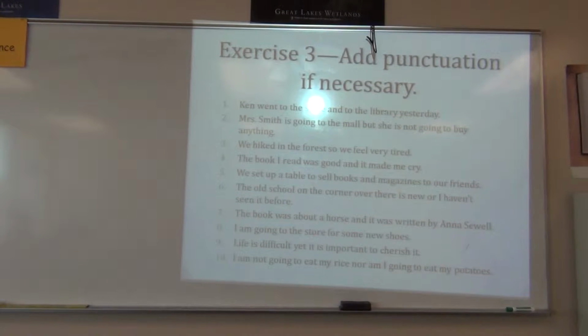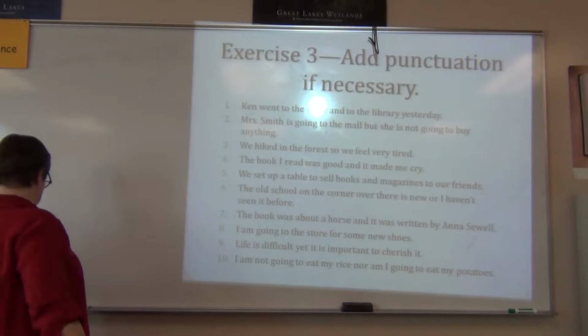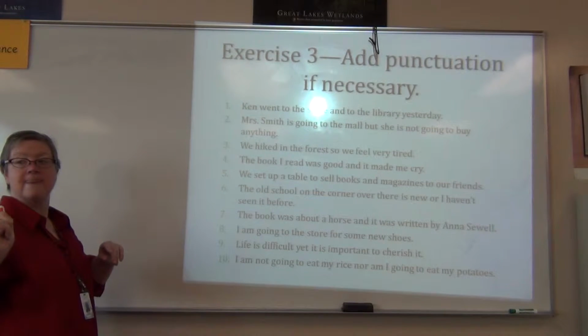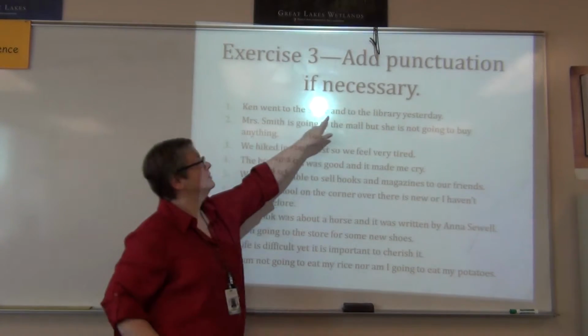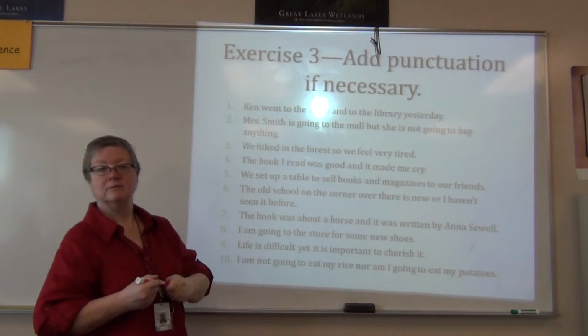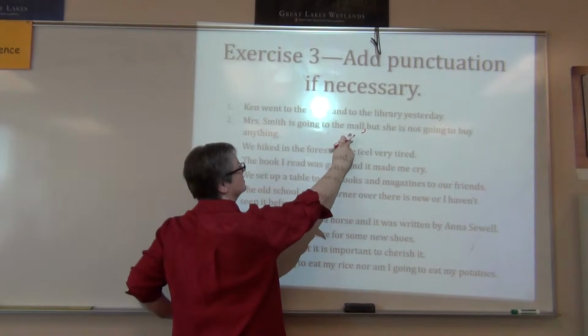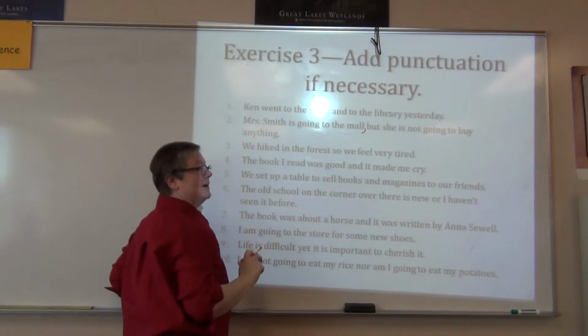Okay, so let's talk about where we're going to put our punctuation here. Do we put anything in number 1? Nope. You don't have a subject and a verb here. What about number 2? Yeah, after the mall. Yep. Here's your sentence: Mrs. Smith is going to the mall, but she is not going to buy anything.